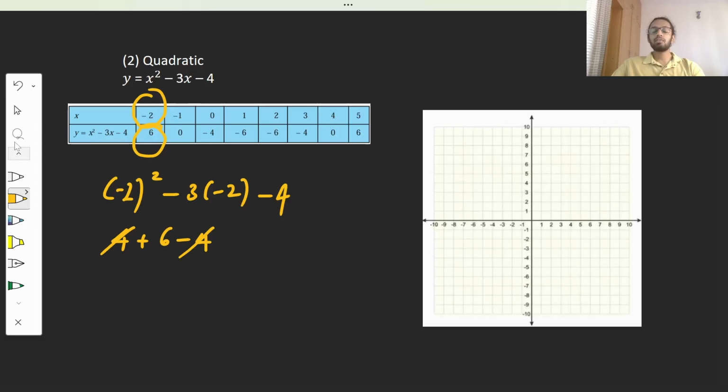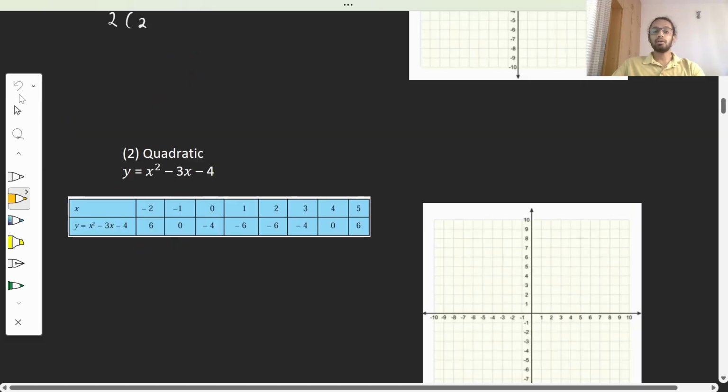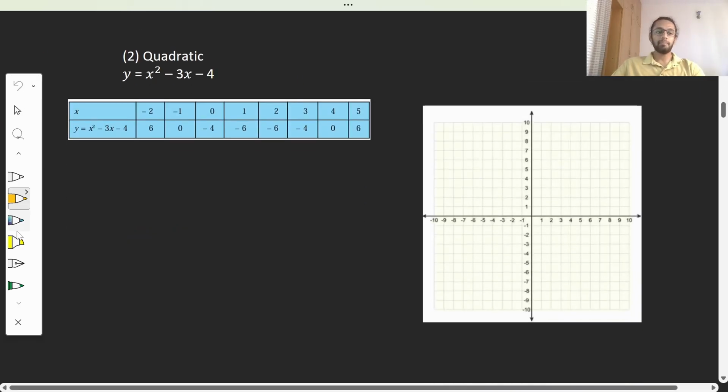Likewise, we have taken random values: minus 2, minus 1, 0, 1, 2, 3, 4, 5. And we have come up with some values for the function y as well. When we draw these points on the graph, let us see what we get.